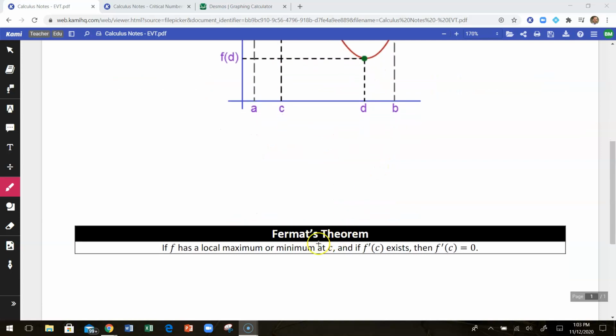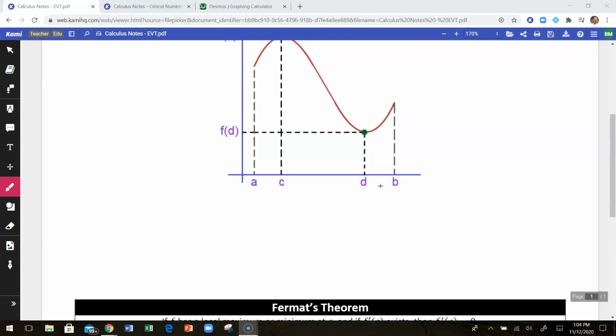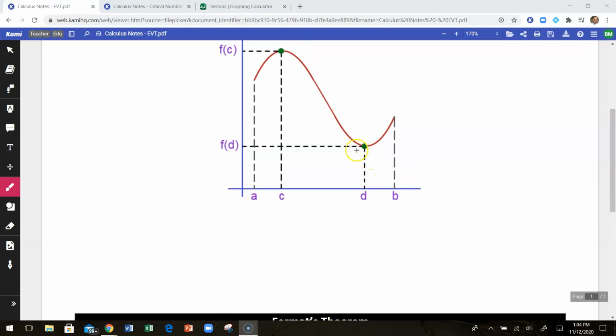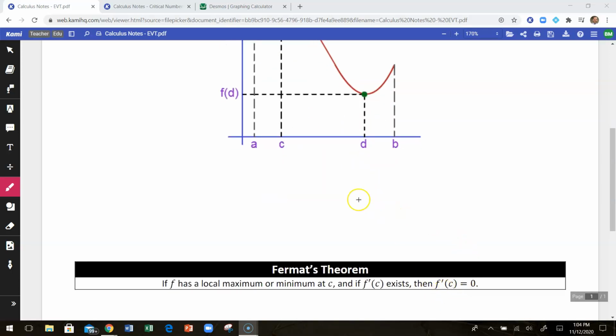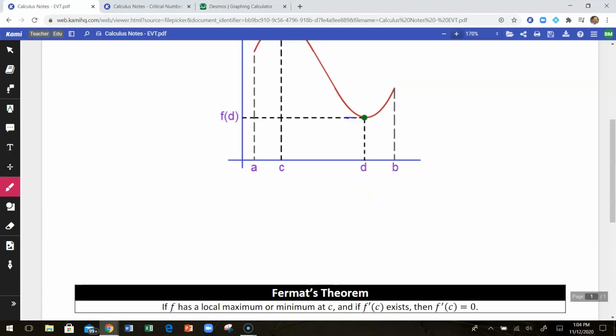And then we have Fermat's theorem, which says that if f has a local maximum or minimum at c, and if f prime of c exists, that's important, then f prime of c is equal to 0. This is what I was mentioning in a previous video: if we have a minimum or a maximum at some number, and the derivative does exist there, then f prime of c equals 0. That's saying that you would have a horizontal tangent there. That's what Fermat's theorem is saying.